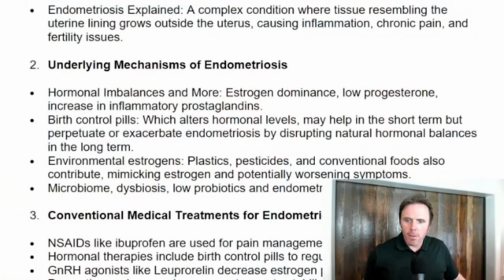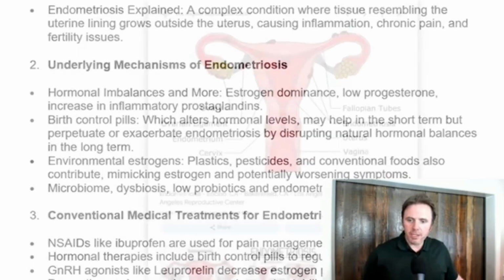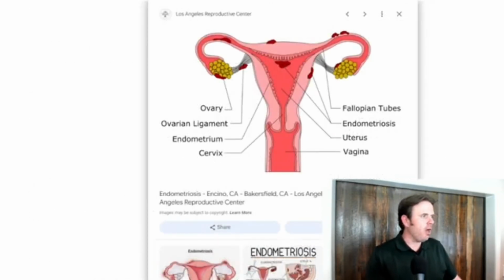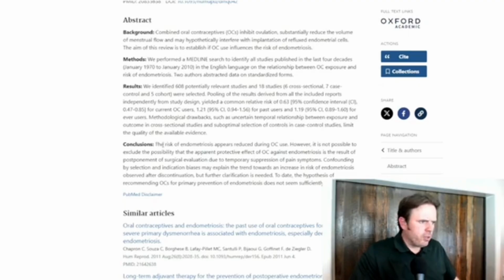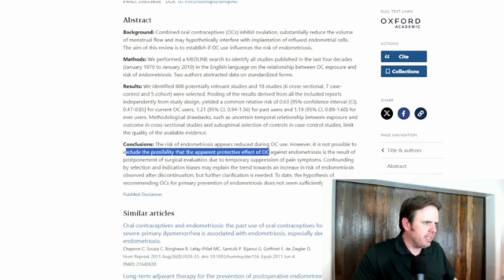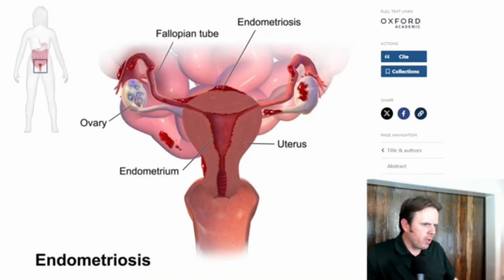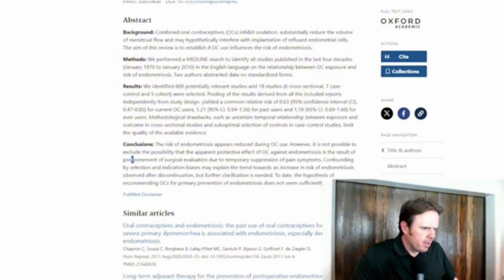The problem is you are adding in synthetic hormone. And in the long run, there are studies on this. I'll pull up one study here in a minute. When you look at some of these studies, it shows that birth control pills and these synthetic hormones could potentially help in the short run. The problem is, in the long run, once you're off of it, you're at higher risk. So here's one study: the risk of endometriosis appears reduced during OC use, that's oral contraceptives. However, it's not possible to exclude that the apparent protective effect of OCs against endometriosis is a result of postponement of surgical evaluation, confounding by the selection.